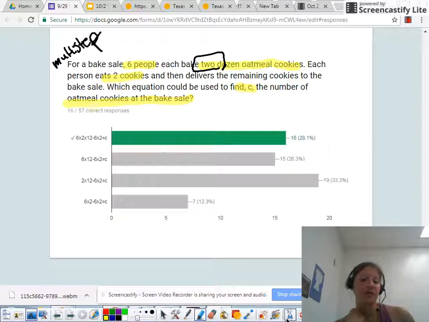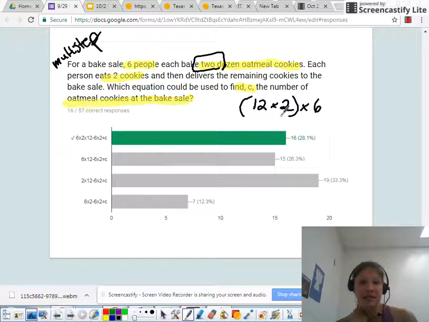Let's start breaking it down because this one can get confusing. All right, so 6 people. They're each going to bake 2 dozen cookies. How many are 2 dozen cookies? You need to figure that one out first. Well, a dozen is 12, and each person's baking 2 dozen, right? And then I know that whatever that answer is, I'm going to have to times that by 6 because each of the 6 people brought 2 dozen oatmeal cookies.